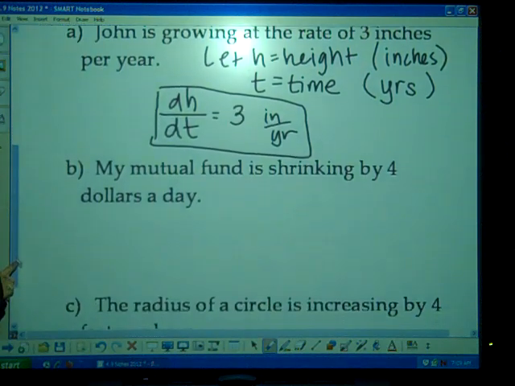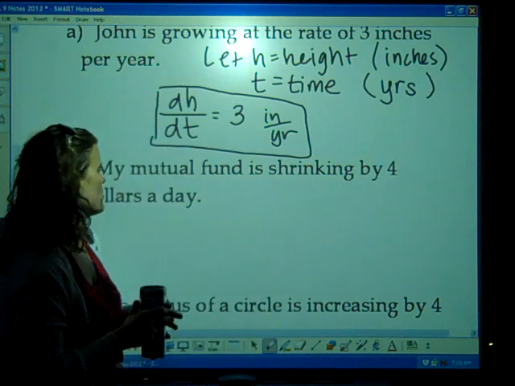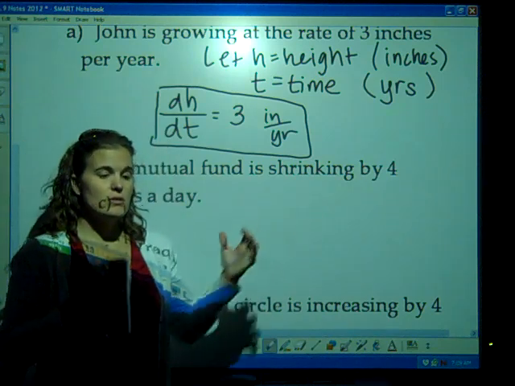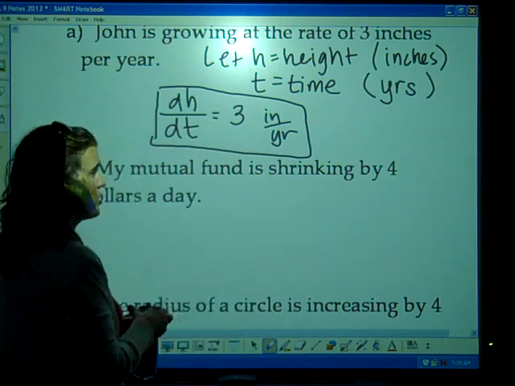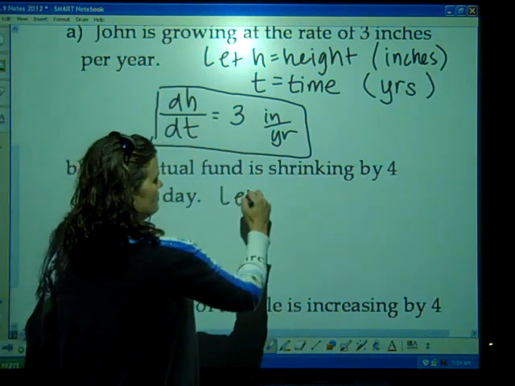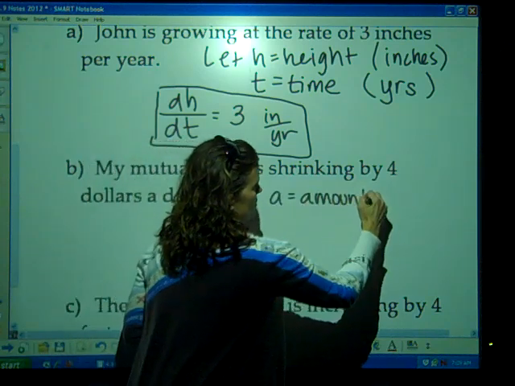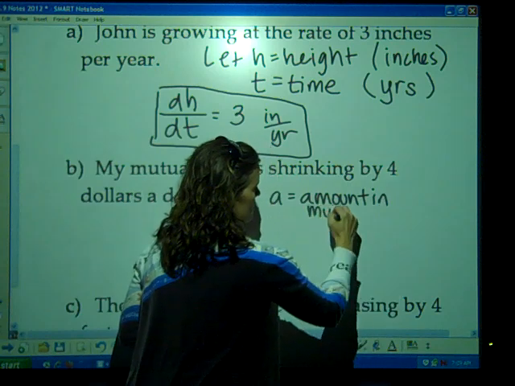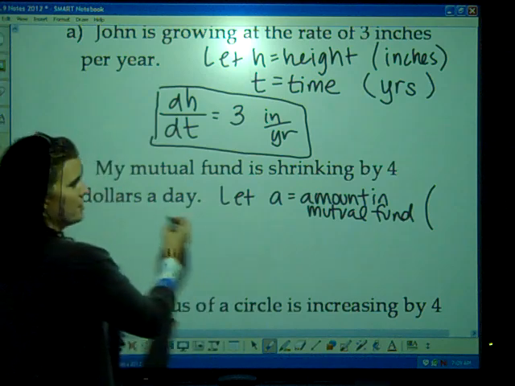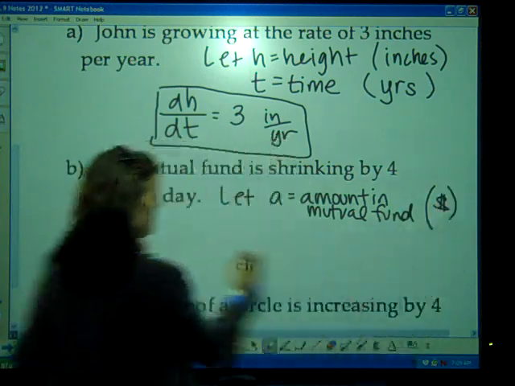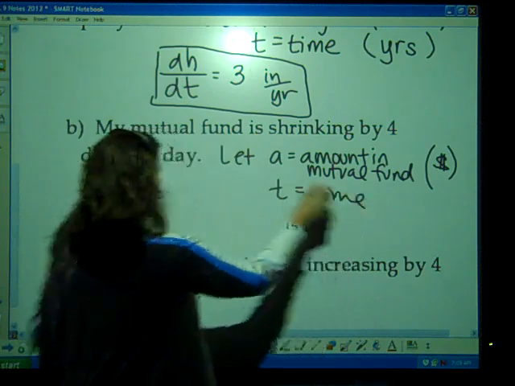All right, letter B. My mutual fund is shrinking by $4 a day. We want to write this as a rate of change. So obviously it's the amount of money in this mutual fund that is changing. So maybe we could let A be the amount of money, the amount in the mutual fund, and that was in terms of dollars. T, time, in this case is in terms of days.